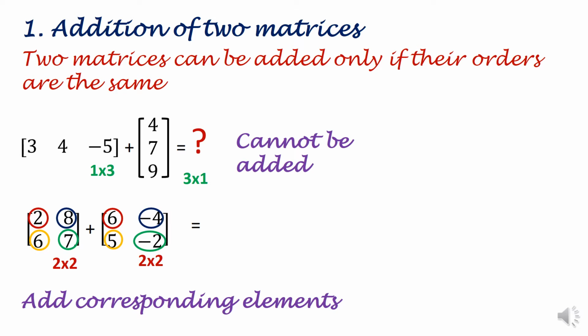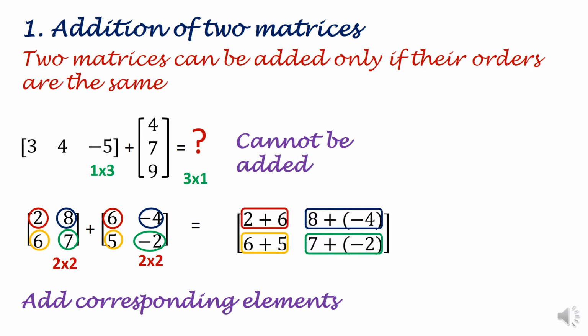And the answers of addition are written in the answer matrix in their same position. Thus we get 2 plus 6, 8 plus -4, 6 plus 5 and 7 plus -2. And thus upon adding we get the answer. Thus we can add two matrices of the same order together and get their answer.